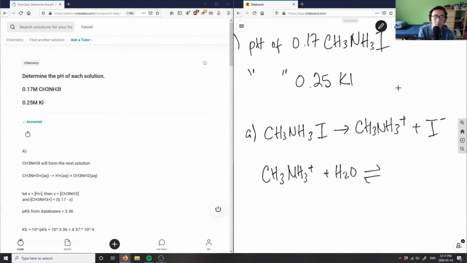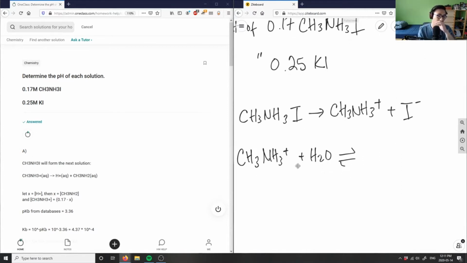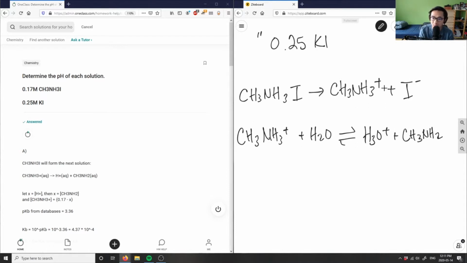This H is going to be given to this H2O, so I have H3O+ again, and CH3NH2. This is all in aqueous solution, so I could write the states as well, aq, and aq here as well. Basically, in writing my equilibrium equation, it's going to form my hydronium ion, and then I'm going to form the CH3NH2 here, which is the methylamine.